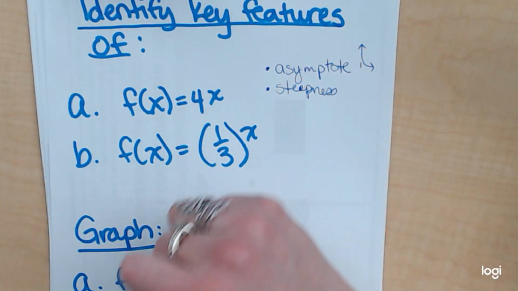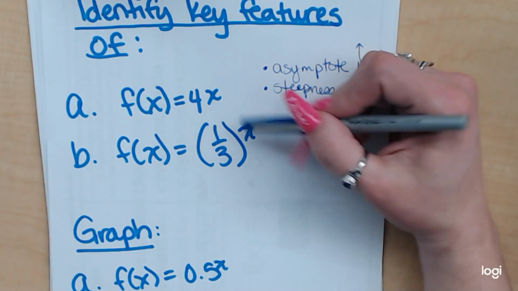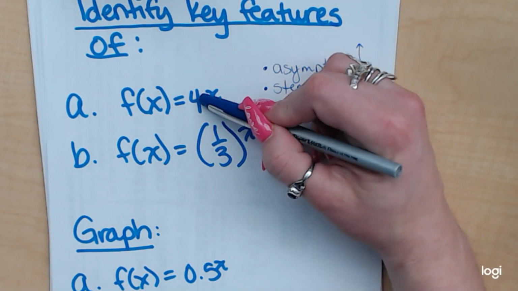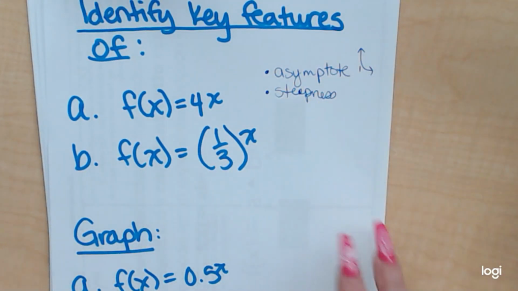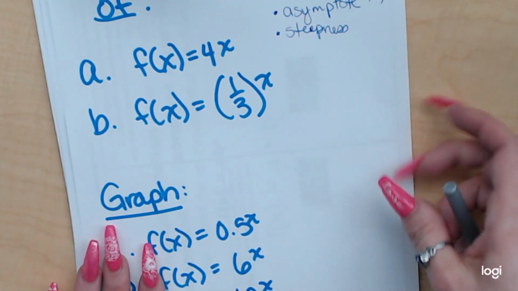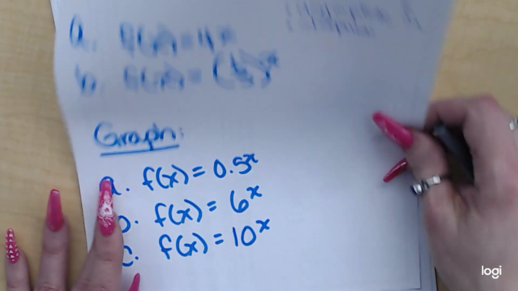You're going to practice graphing down here. So these can be put into Desmos exactly how you see it, and it'll graph it for you, and then you identify the features. For the next part, you're going to graph these three functions.